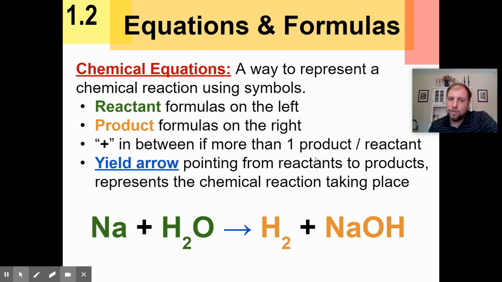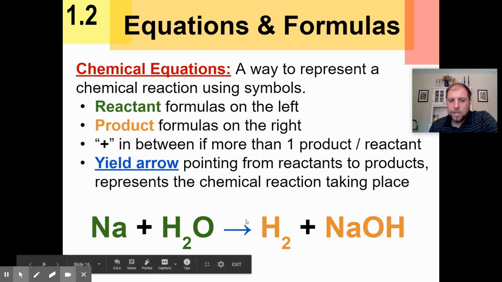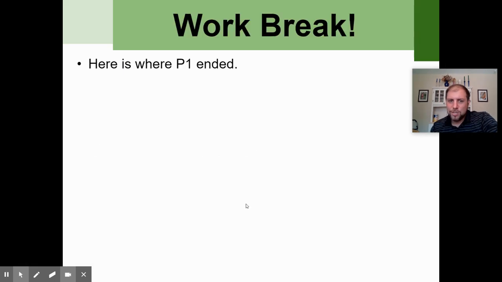Okay, so that yield arrow right there needs to be in this equation. It's very simple. You list all the things you start with on one side, and then an arrow pointing to the substances that you end with. It's pretty self-explanatory. Don't overcomplicate it. You're going to be fine. We'll learn little details about why these formulas are the way they are later, but just know that this is how the language goes.